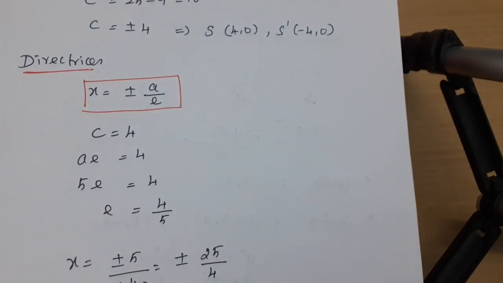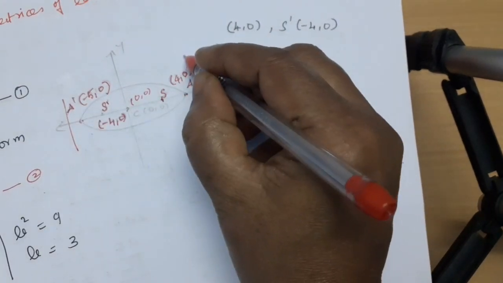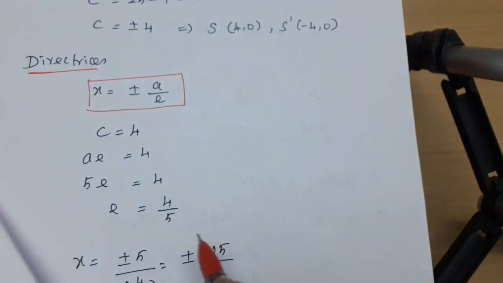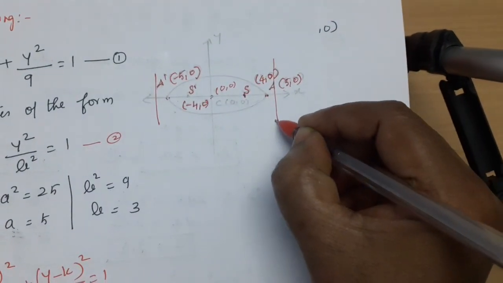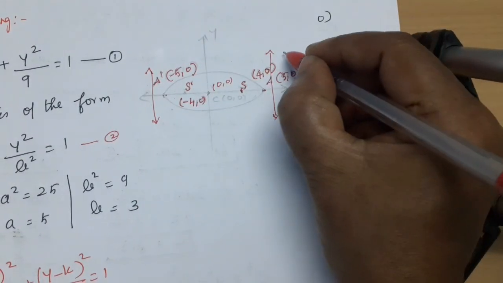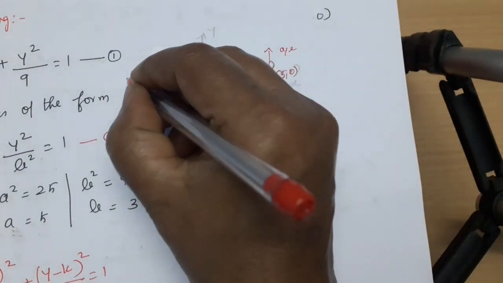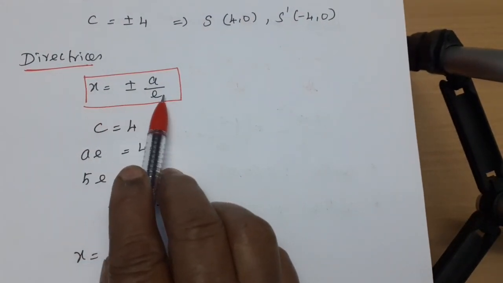Next, the directrix. What is the directrix? It is the line at the end point. This is a by e, and this is minus a by e. So the directrix is x equals plus or minus a by e.